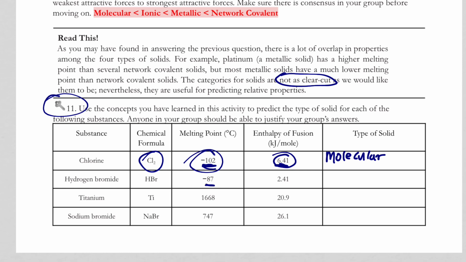Same with this one here. Those numbers are both fairly low, negative 87 and 2.41. Those are pretty low numbers. This is probably also likely to be molecular.